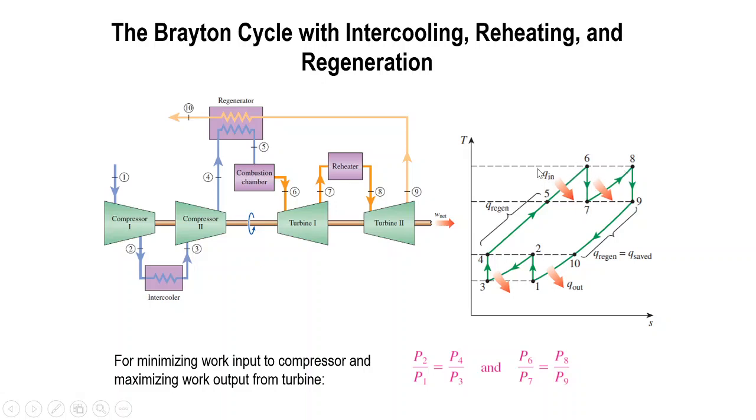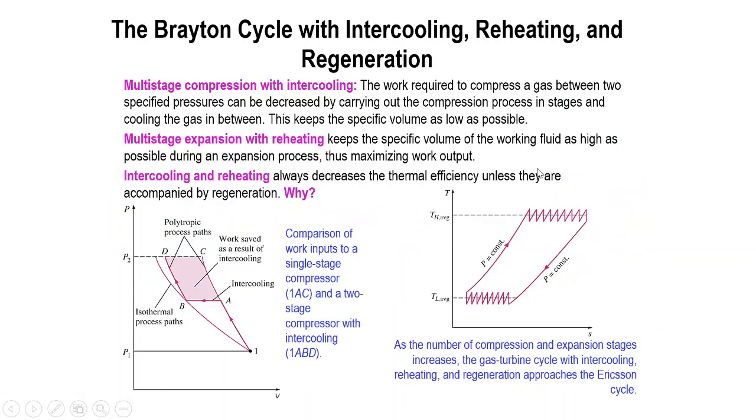Okay. All right. The Brayton cycle with intercooling and reheating and regeneration. So we have a multi-stage compression with intercooling. The work required to compress a gas between two specific pressures can be decreased by carrying out the compression process in stages and cooling the gas in between. This keeps the specific volume as low as possible.